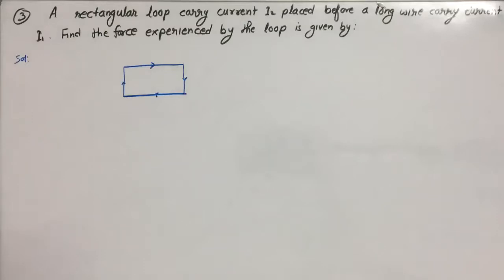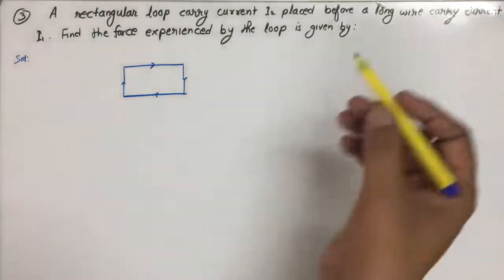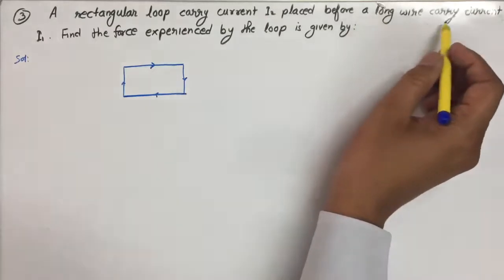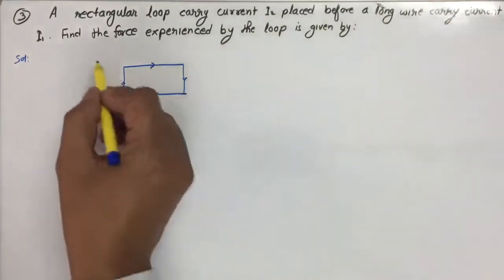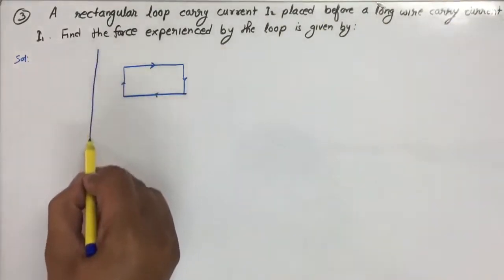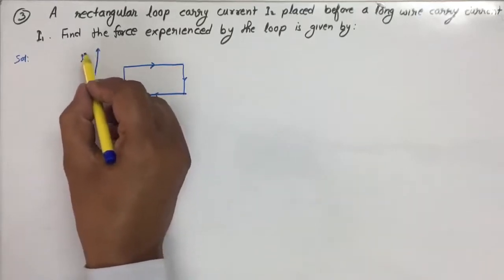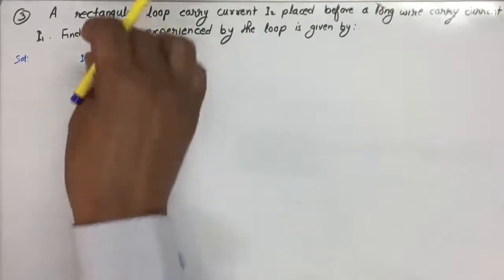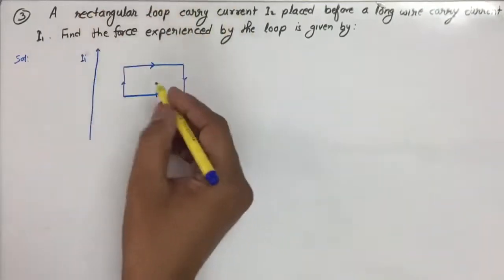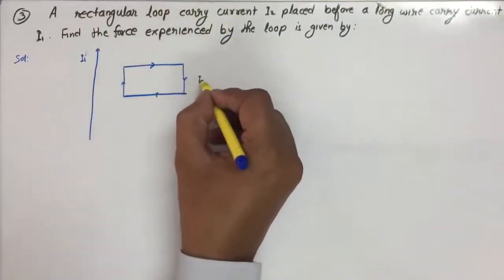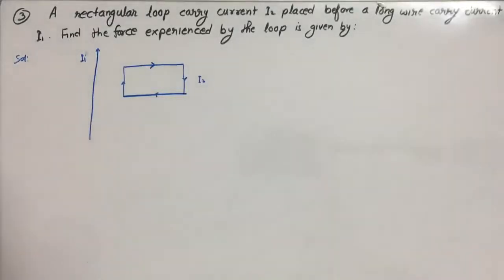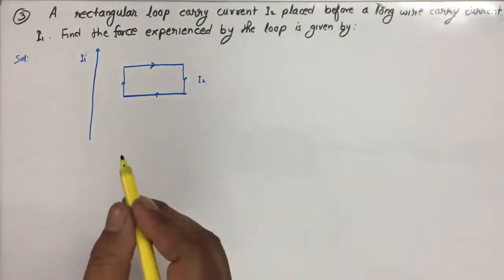And now we have to find, it is placed before a long wire carrying current I1. So there is another current carrying conductor in which the current I2 is flowing. Now we have to find the force between these two. So before finding the force, there should be some assumptions.